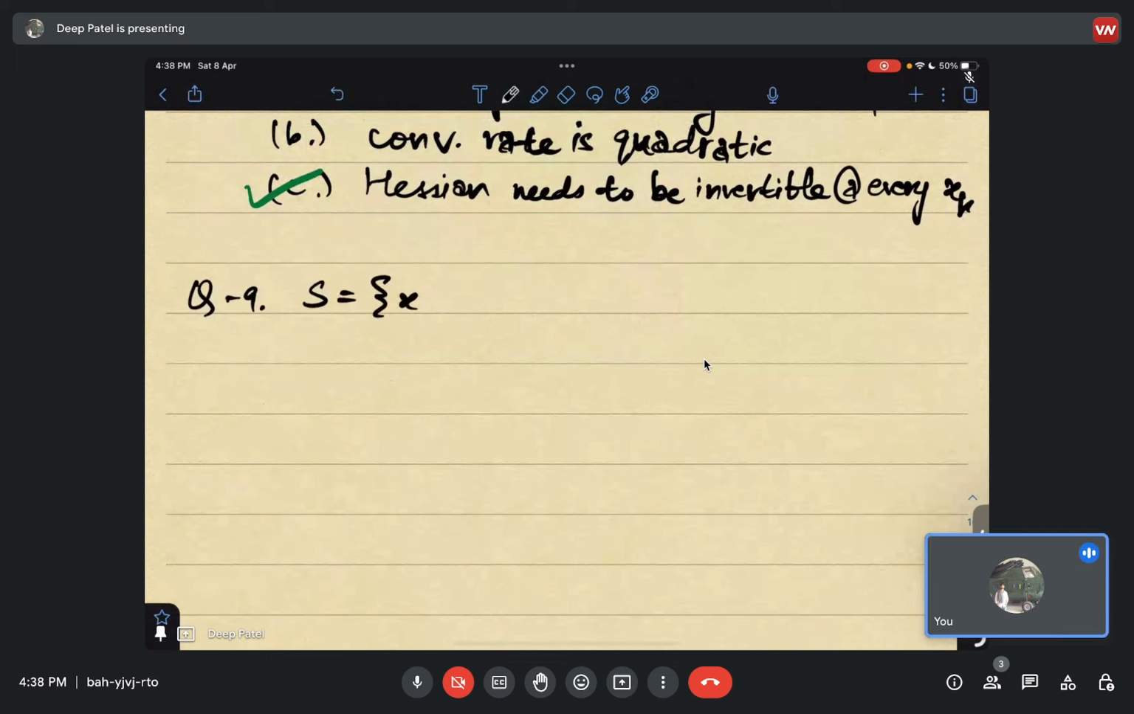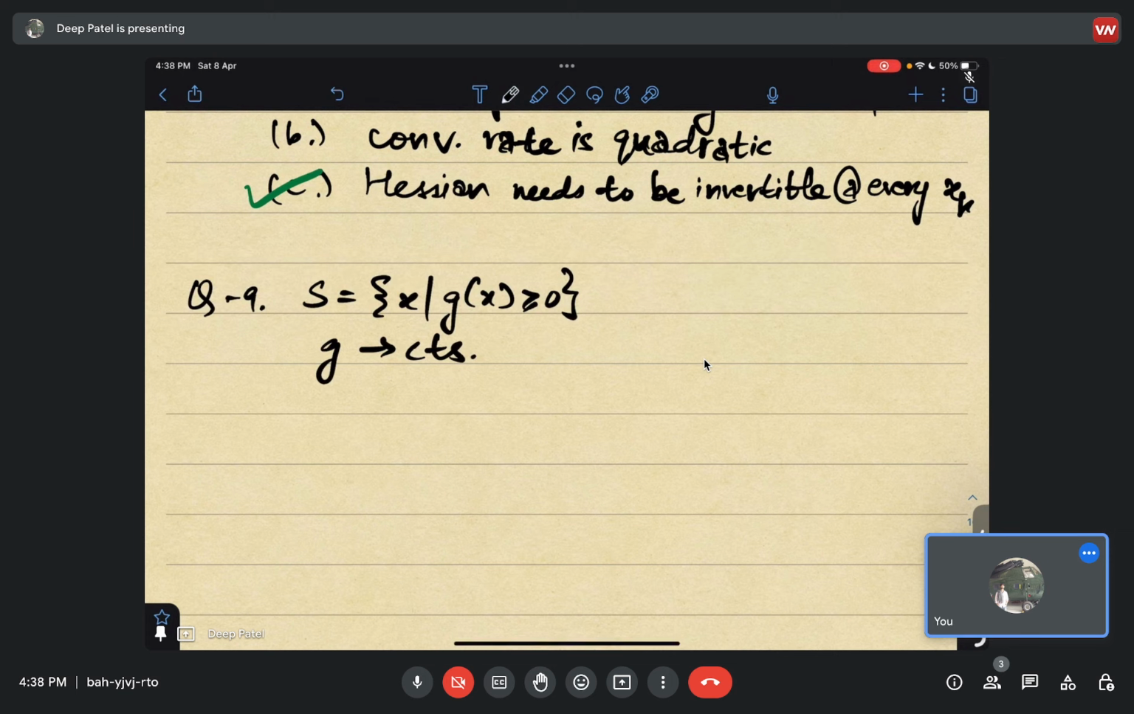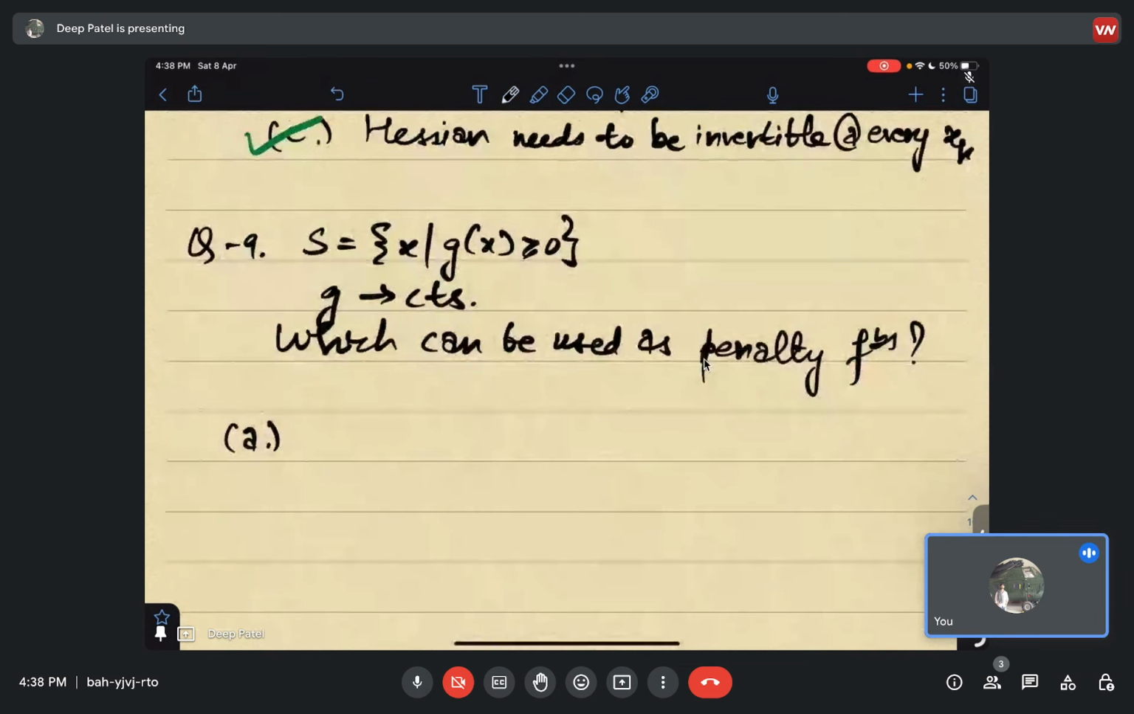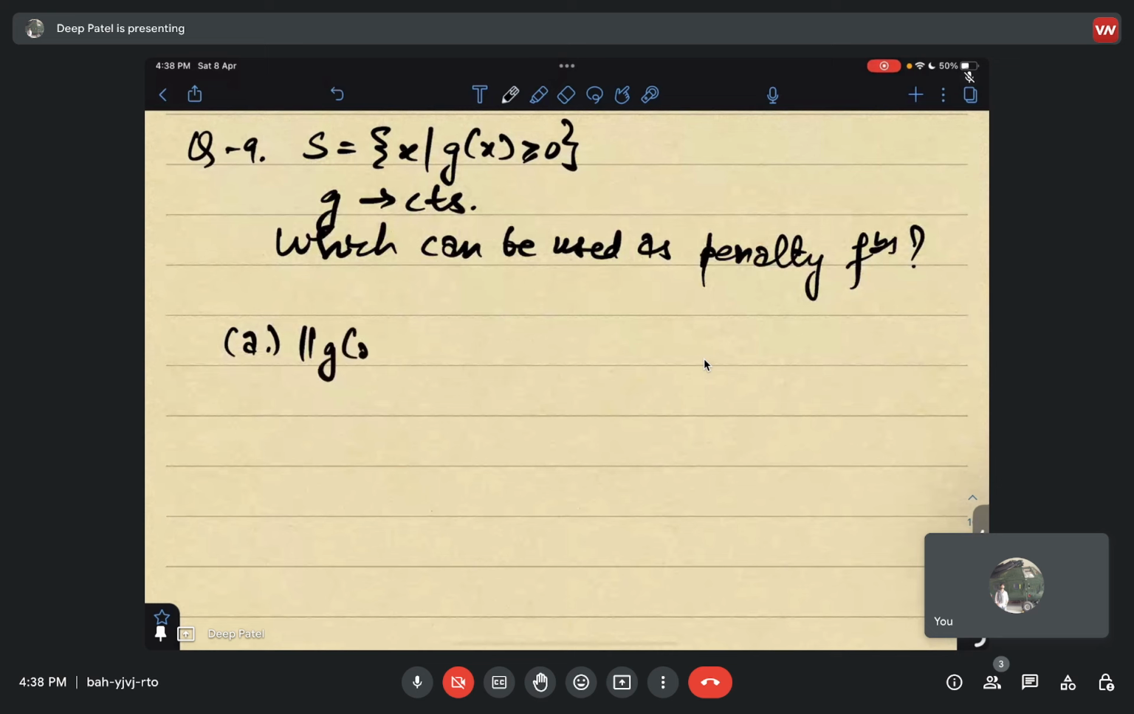In the next question, we are given a constraint set. This is our feasible region of an optimization problem. G is continuous. The question is which can be used as penalty functions. Let me write the options, and then we'll recall the definition of a penalty function and answer this.